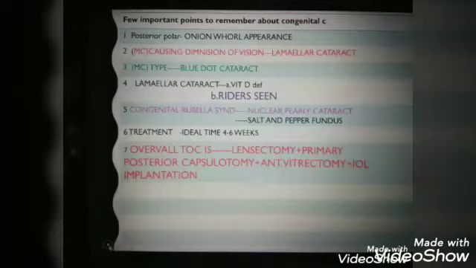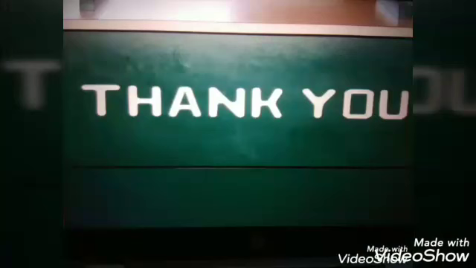Another important thing in etiology is that vitamin D deficiency causes lamellar cataract, and riders are seen in it. Congenital rubella syndrome, where nuclear pearly cataract is seen and salt and pepper fundus is observed. Treatment: the ideal time is 4 to 6 weeks, and the overall treatment of choice is lensectomy plus primary posterior capsulotomy along with anterior vitrectomy and IOL. So this is wholly about congenital cataract. Thank you.